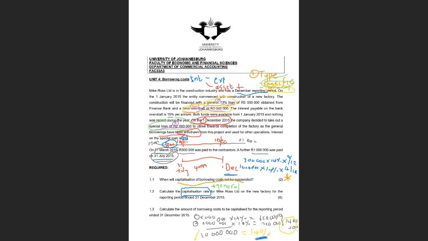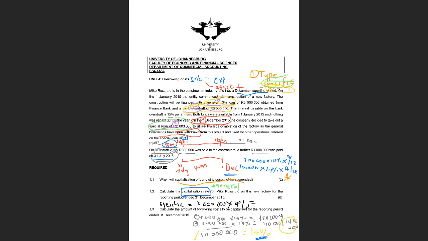Okay. So we're going to take that 2 million rand. So this is specific. Okay, it's going to be the 2 million multiplied by the interest rate. And how many months did I use that loan for the project? Okay, that's correct. 1 month.